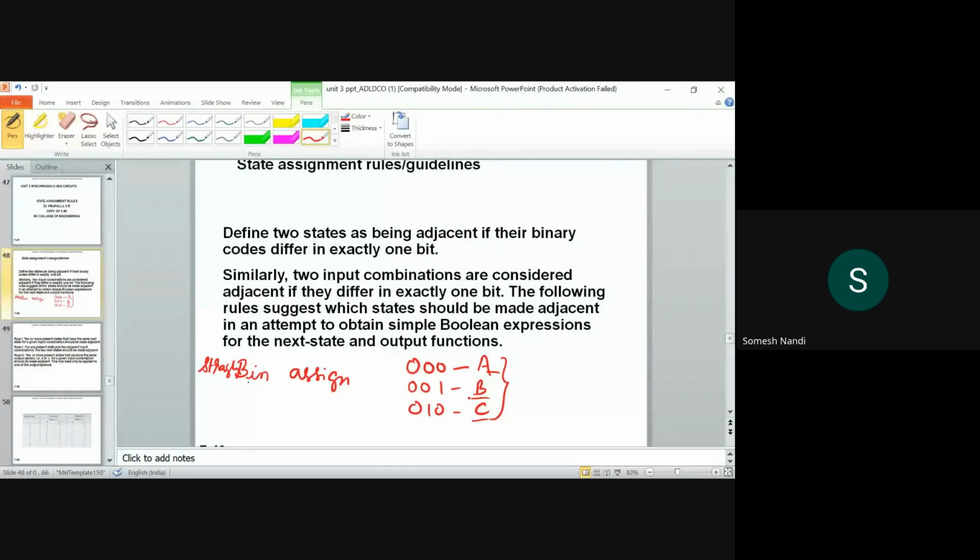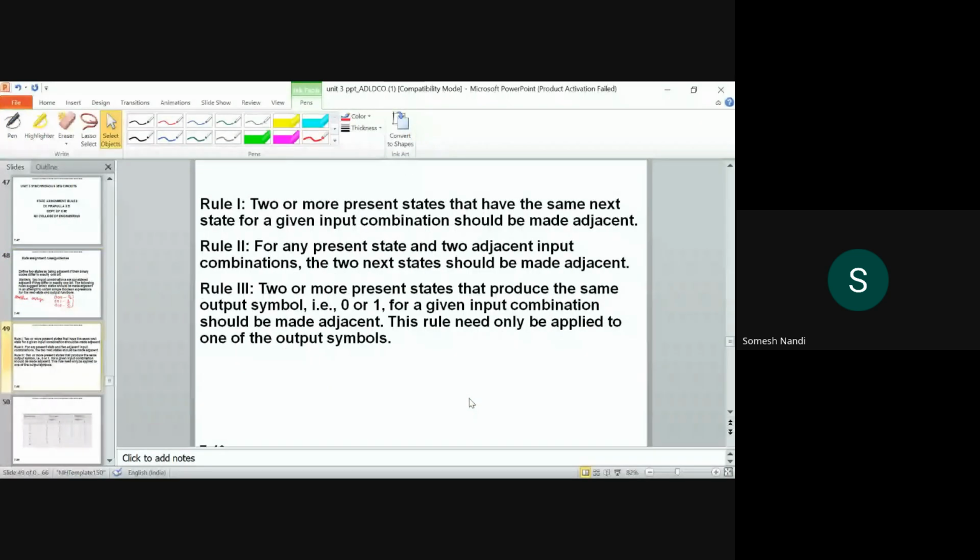But there is a requirement: when you want to reduce the cost, you have to optimize the state assignment also. So based on that, we have 3 guidelines or rules which are given for this state assignment. We will go through the 3 rules quickly. Rule 1: 2 or more present states that have the same next state for a given input combination should be made adjacent. So what is the meaning of this?